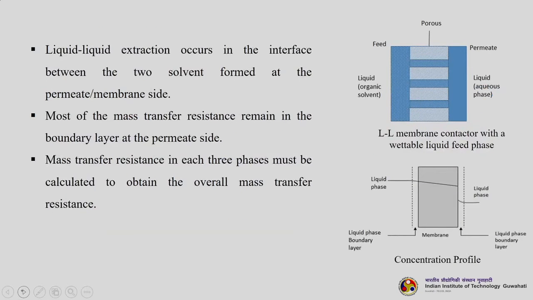So, liquid-liquid extraction occurs at the interface between the two solvents formed at the permeate membrane side. So, most of the mass transfer resistance remains in the boundary layer on the permeate side. Okay. The mass transfer resistance in each of the three phases must be calculated to obtain the overall mass transfer resistance and, of course, to find out which is dominating. It has been seen that the mass transfer resistance in the boundary layer of the permeate side, that means this one, okay, is the dominant one.